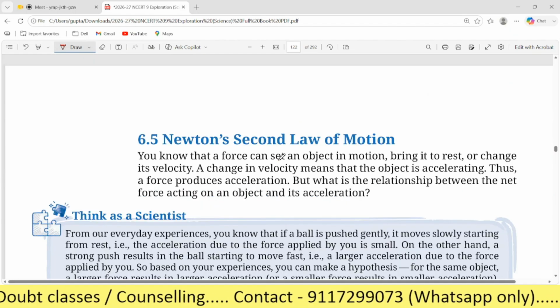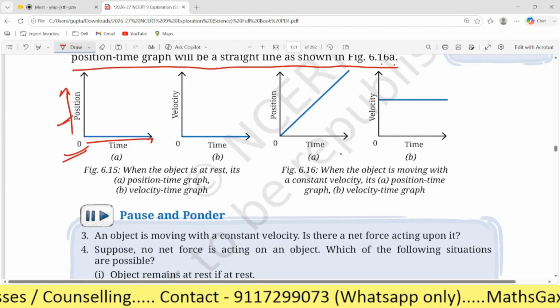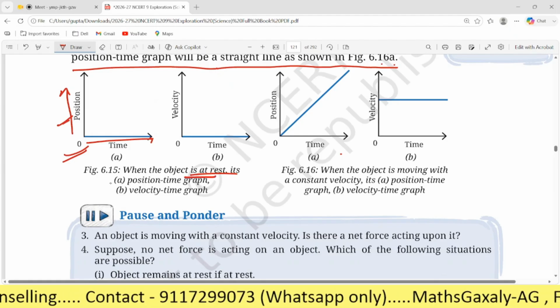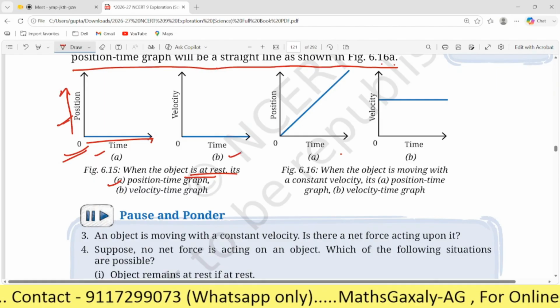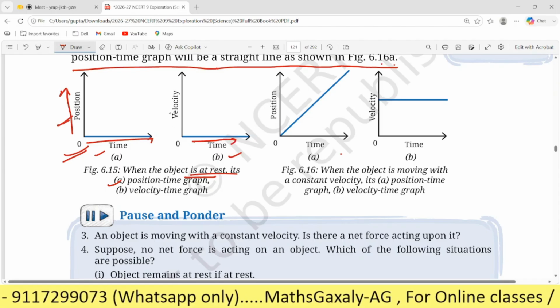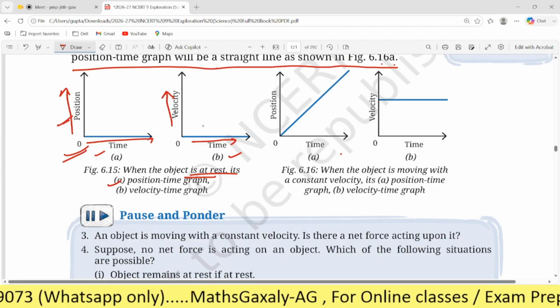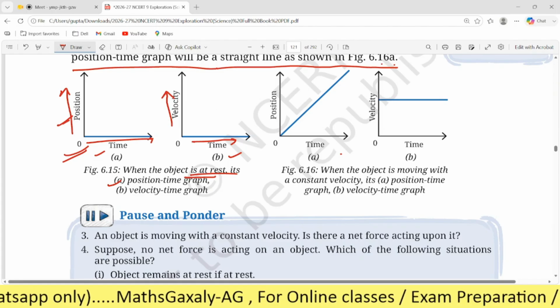Now let's see here, as it is showing when the object is at rest. In this one, the position-time graph is this one, and this one is the velocity-time graph. Okay, this is the time on this side, and on this side velocity. So there will be no line in it, because the object is at rest.